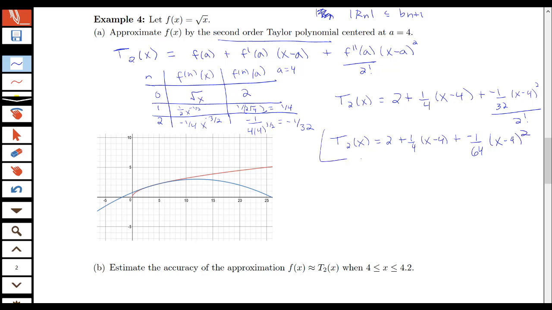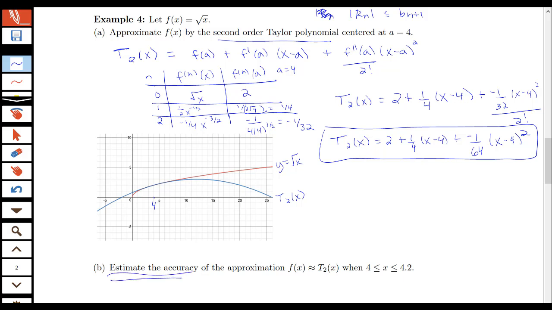Okay, so this is our second order Taylor polynomial, and then here we have a graph illustrating the second order Taylor polynomial approximating our function. So the red function here is y equals root x, and the blue function here is T2 of x. So we can see that near 4, we have a pretty good approximation of this blue function to the red function. But we want to be able to say numerically how good an approximation that second order Taylor polynomial is to our function when x is in a particular interval.